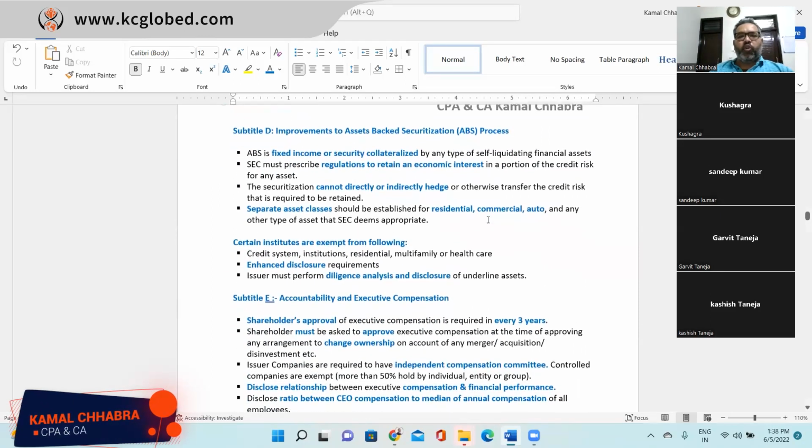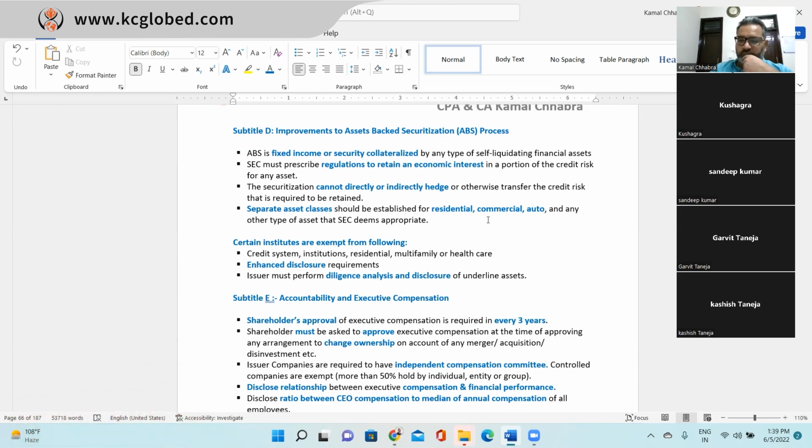Next one is improvement in the asset-backed securitization process. Do you know what the asset-backed securitization process is? Any idea what asset-backed securitization is? Does anyone of you deal in banking or financing? Sir, if there are any bad debts or non-performing assets of the banks, they will be given to asset-backed securitization companies, then they will recollect the amount from the borrowers.